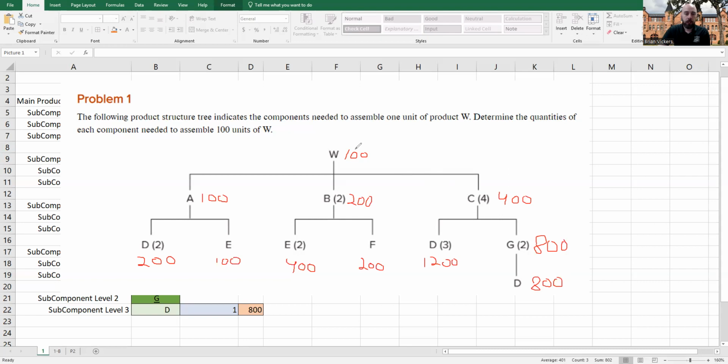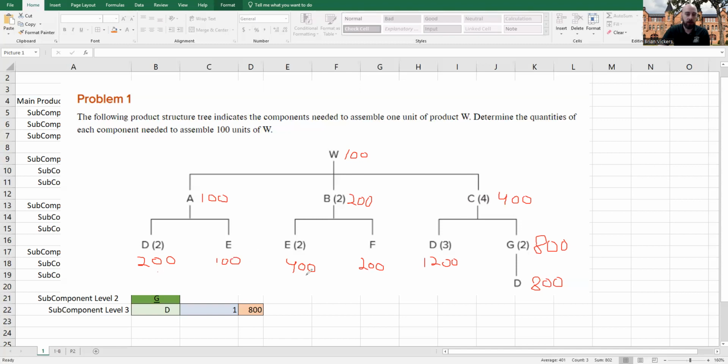So how many W's do I need? I need 100 total. How many A's? 100 total. How many B's? 200 total. How many C's? 400 total. How many D's? We've got 200 plus 1200, which is 1400. And then 1400 plus 800 is 2200.